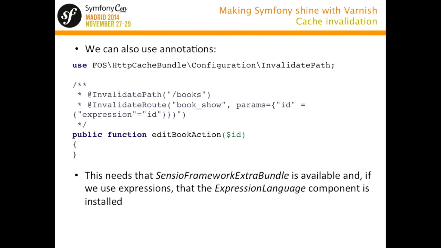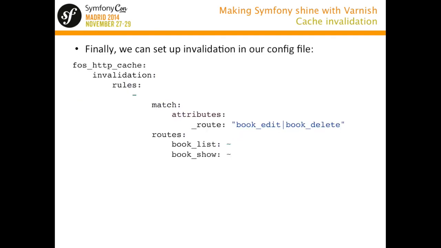So for example, I'm seeing here, there's an action which is to edit a book, and I'm saying, when I edit a book, I want to invalidate all the book list and any page which shows this book. And it's going to communicate back to Varnish and invalidate all this content. And finally, we can even do that in our config file. I'm defining here some routes, and I say, okay, when I call this route book edit or book delete, I want to invalidate the book list and the book show.